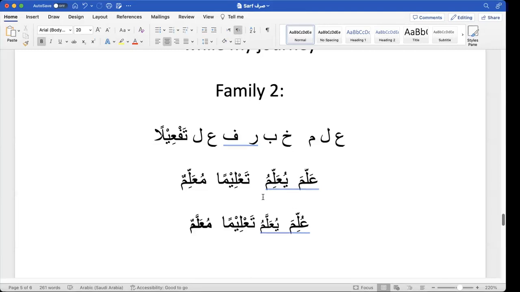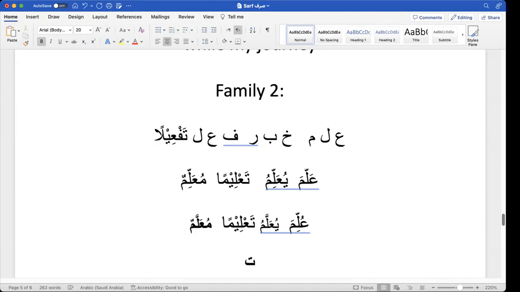Okay. So now this is the second layer of the family. The third layer is Amr and Nahi. Now, from where do we get Amr? From the Anta version, from the second person. You have the Huwa version here, Yu'allimu. What will be the Anta version? Tu'allimu. Simple. From the Tu'allimu, we'll make Amr.